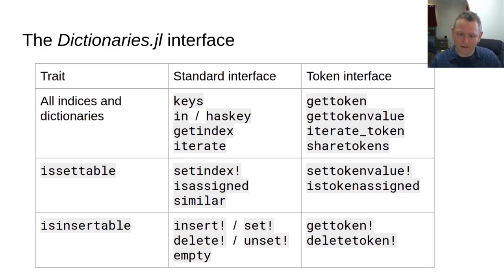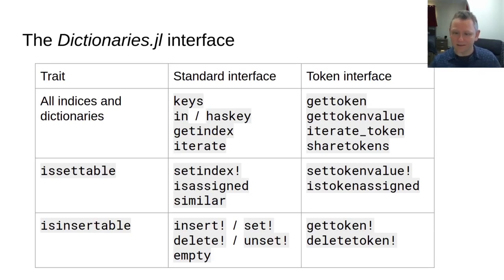So what we have here is two interfaces. We have a standard interface for users. It looks a lot like what's in base. It shares a lot of functions with array and dict that we use currently. And then on the right we have this developer-focused token interface. So if you want to create your own generic functions, or if you want to create your own new implementation of a dictionary, you're going to be either using or creating these functions on the right.